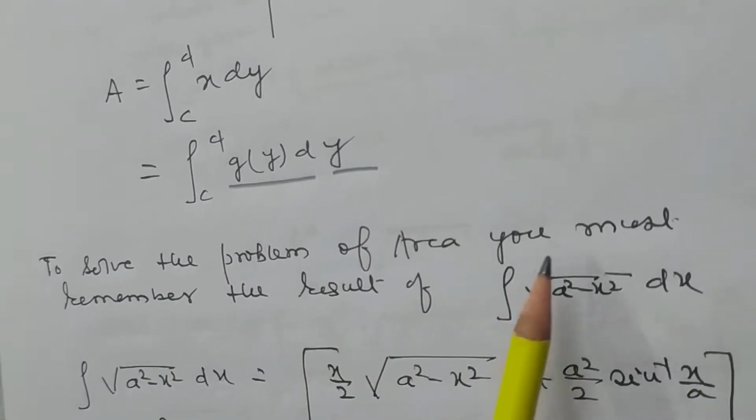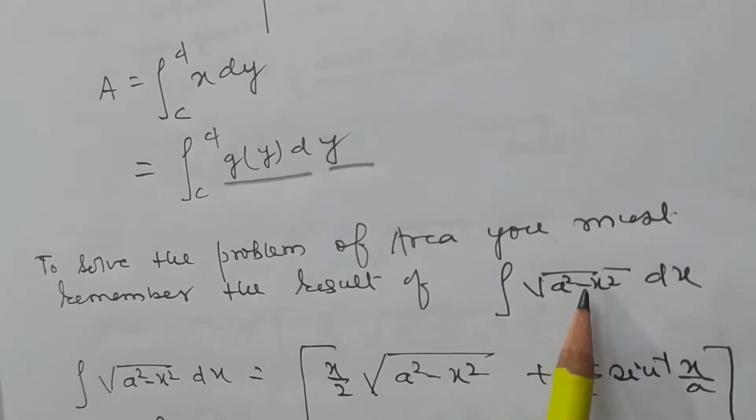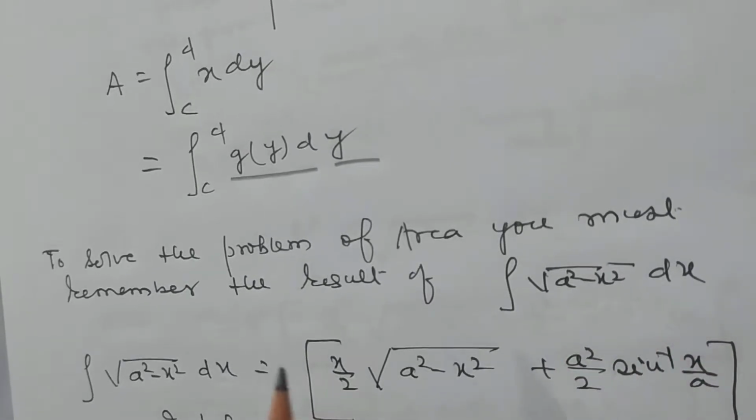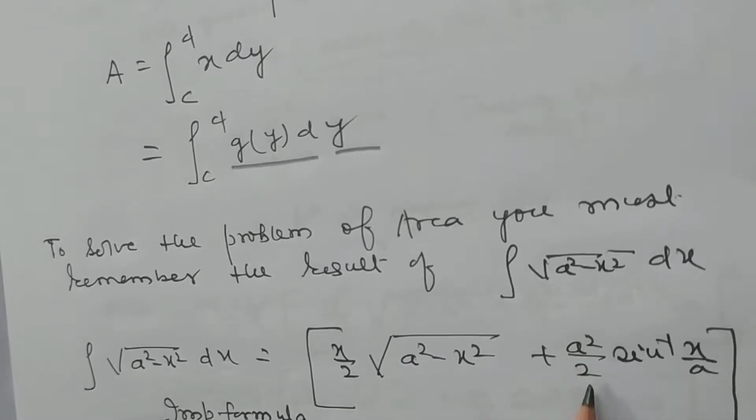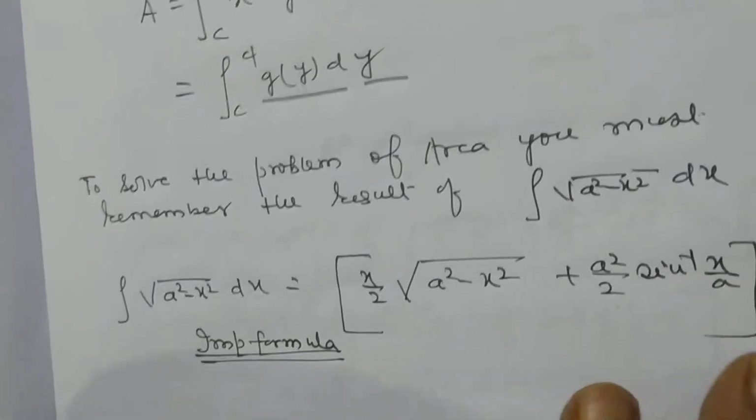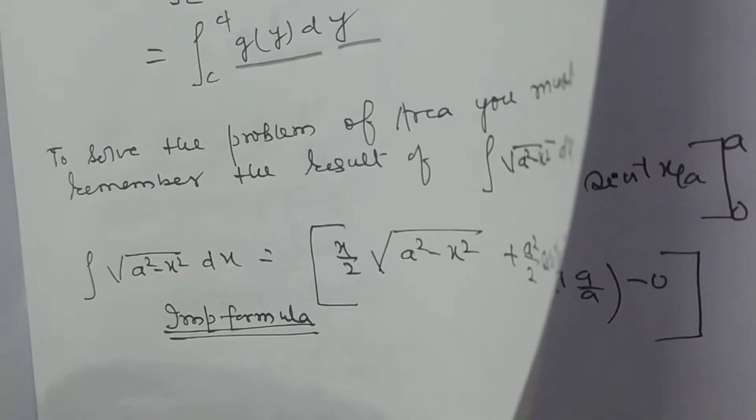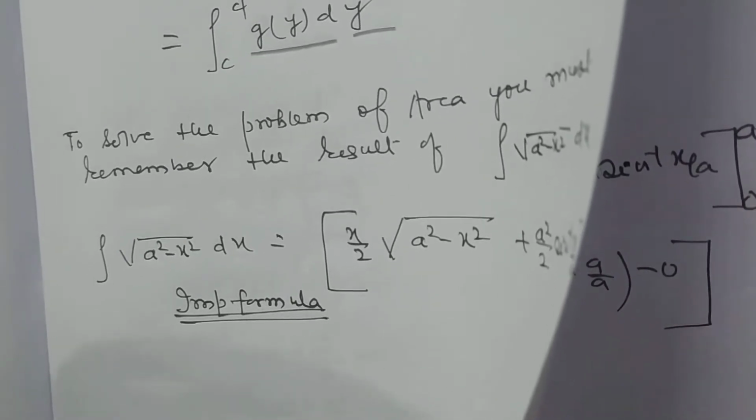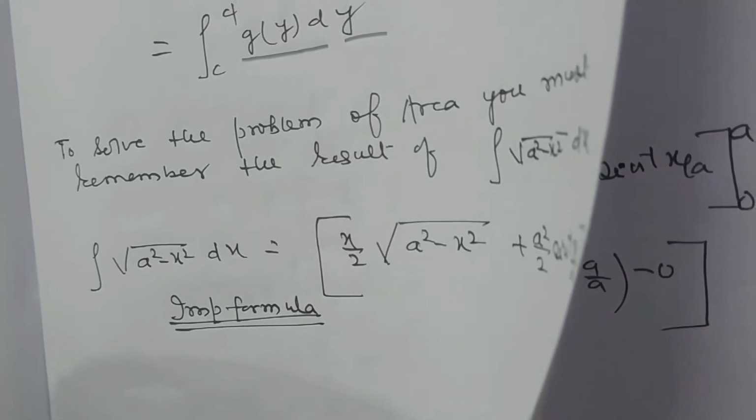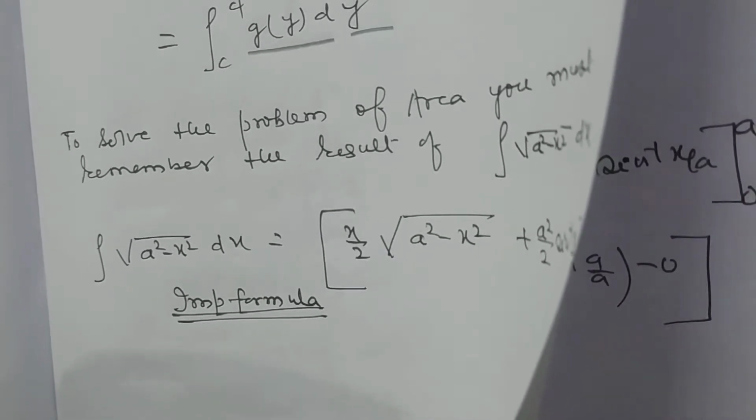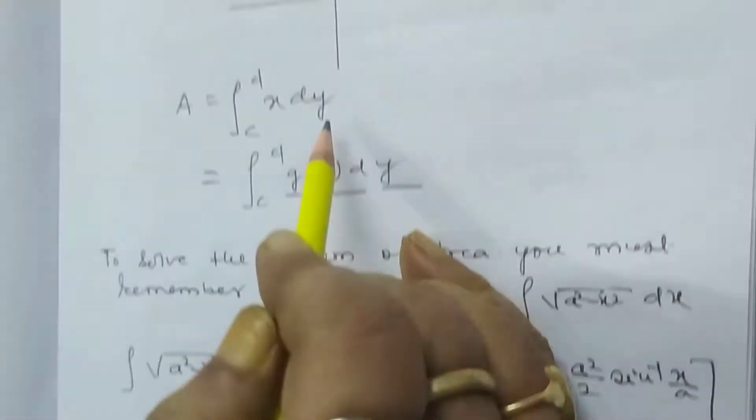To solve problems of area, you must remember the result of the integral of the square root of a square minus x square dx. It will be x by 2 root over a square minus x square plus a square by 2 sin inverse x by a. So my dear students, applying this formula, we can find the area of this region, which is bounded by the curve x is equal to g(y), y is equal to c, y is equal to d, and the y-axis.